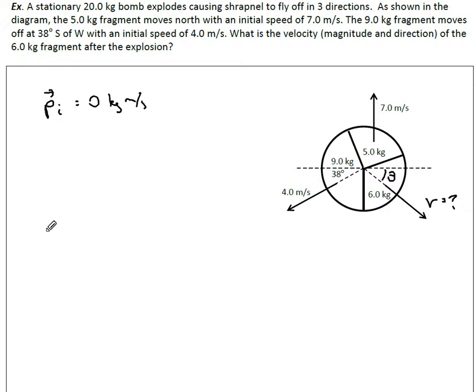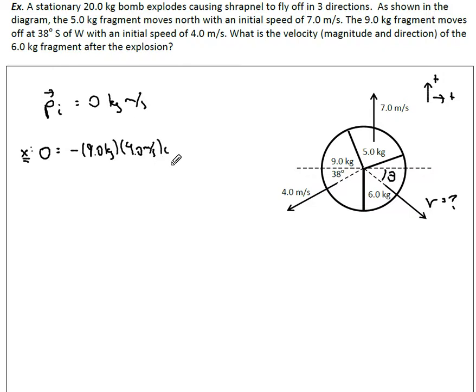Just like last time, we're going to create an equation for the x direction, and then the equation for the y. The initial momentum is 0, so I put 0 there. Then I look at each of these 3 pieces. Let's define up as positive, right as positive. First of all, this 9 kilogram object's moving to the left, so it's going to be a negative value. So it's 9.0 kilograms multiplied by 4.0 meters per second. I can put that negative with the 4 or outside, but just make sure you have that one negative there.